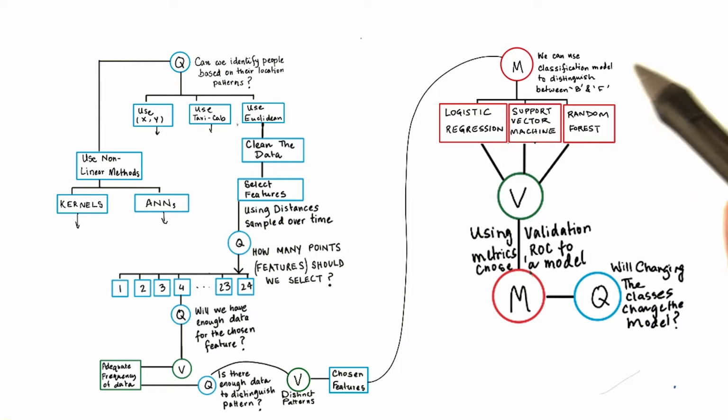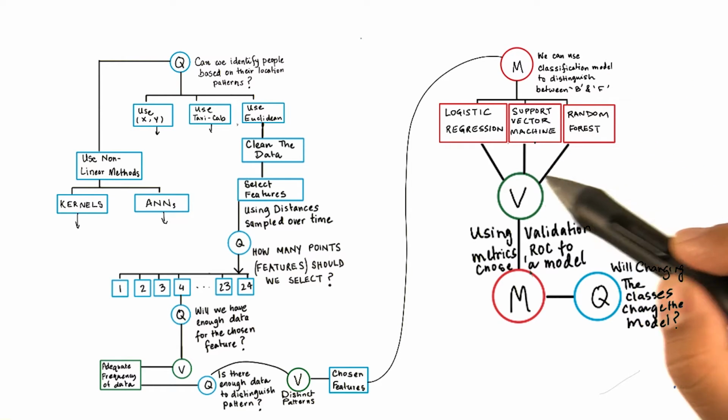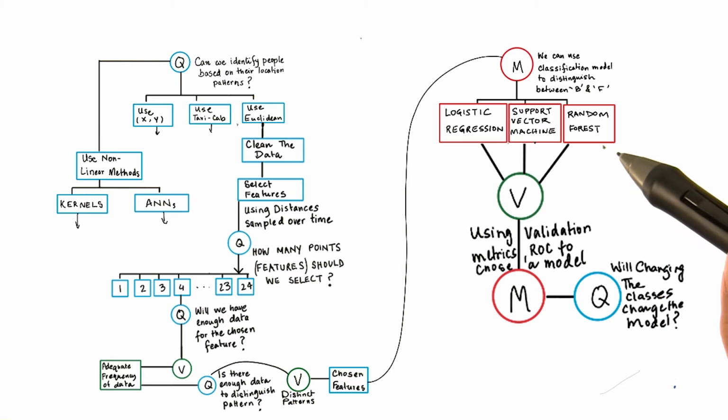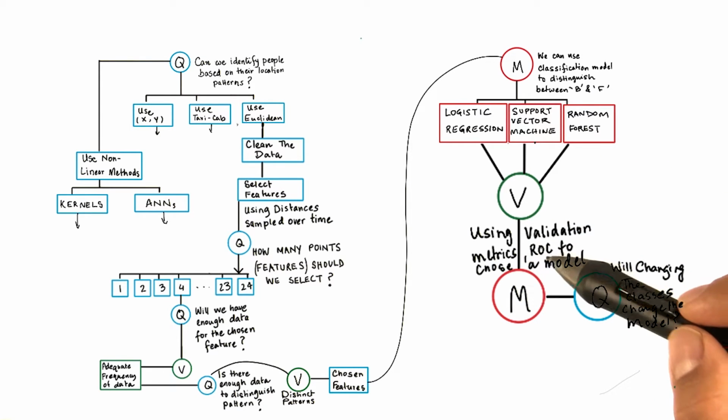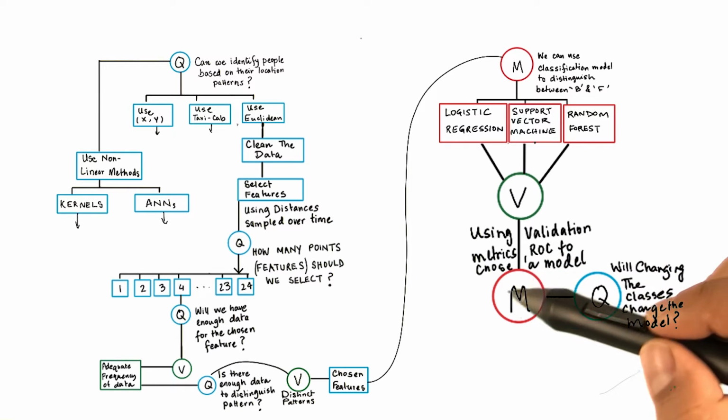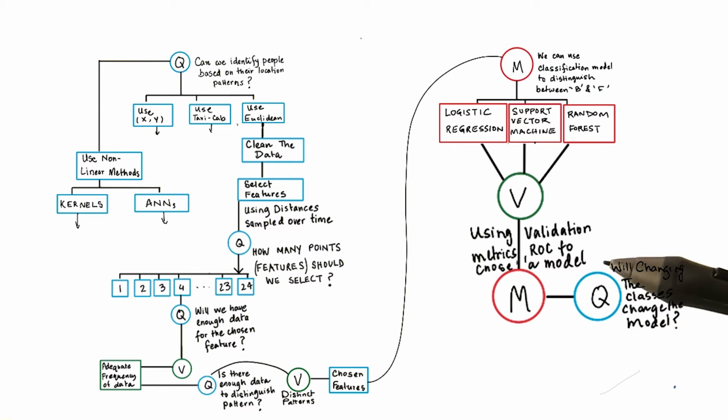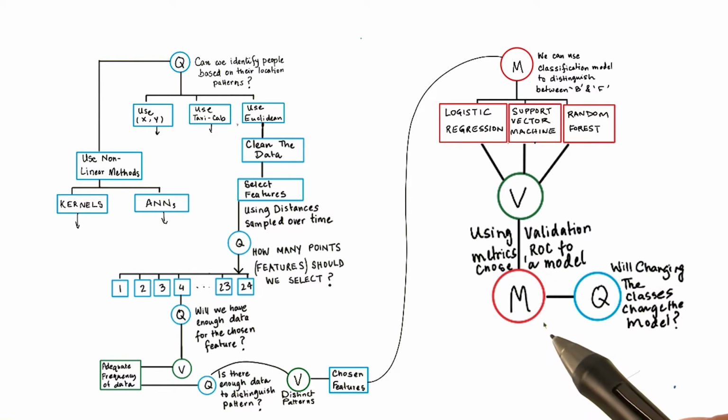Let's get back to the map of our models. We've so far built 3 different models and used several different validation metrics, including ROC curves, to choose the model that performs best. We could end our investigation here. However, we can ask a further question. Will changing the classes change the model? Let's investigate this a little bit further.